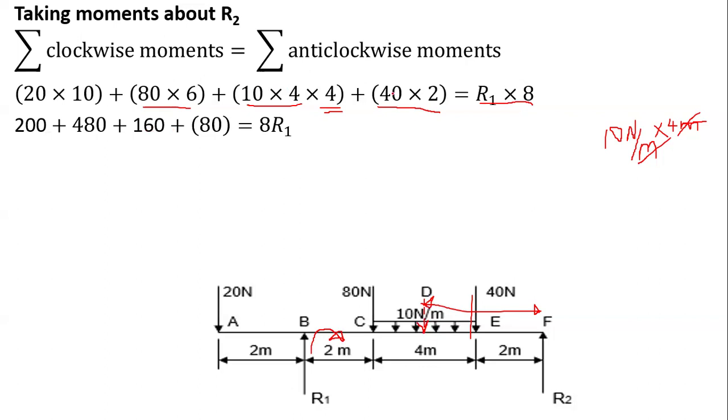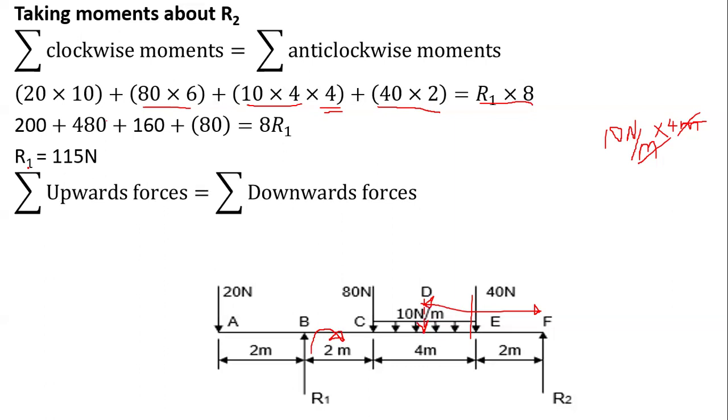Next, I also have 40 times 2, which is 80. On the other side, it's 8 multiplied by R1, giving me 8 R1. So that's the expression I have there. Next, I can make R1 the subject of the formula, and the answer I have is 115 newtons.